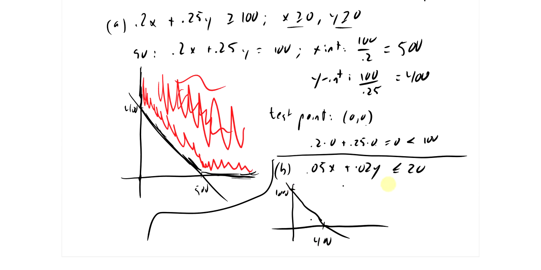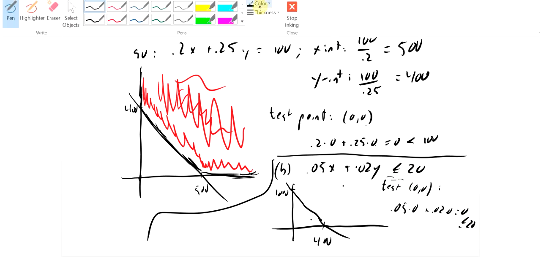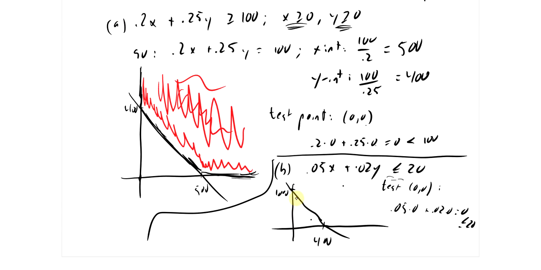What's our test point? 0.05 times 0 plus 0.02 times 0 equals 0. That is, in fact, less than or equal to 20. So 0, 0 is on the less than side. That's the side that we want. But because we have x greater than or equal to 0 and y greater than or equal to 0, that means that we only want the part that's in the first quadrant. And so our solution is this triangle, the interior of it, and the boundaries.